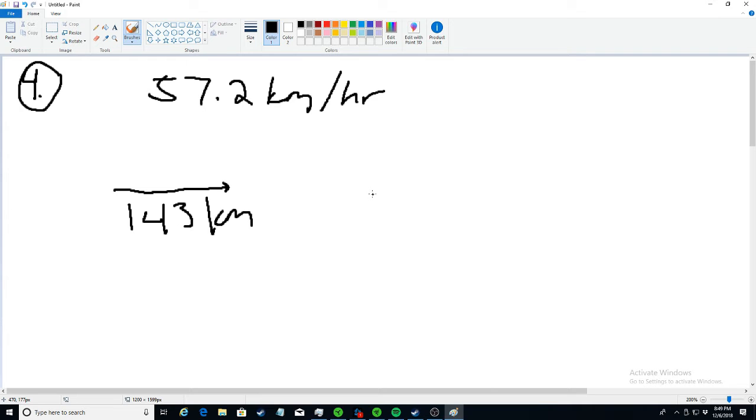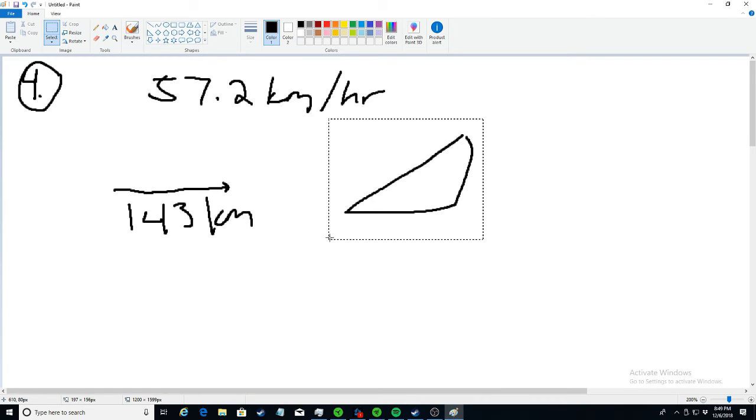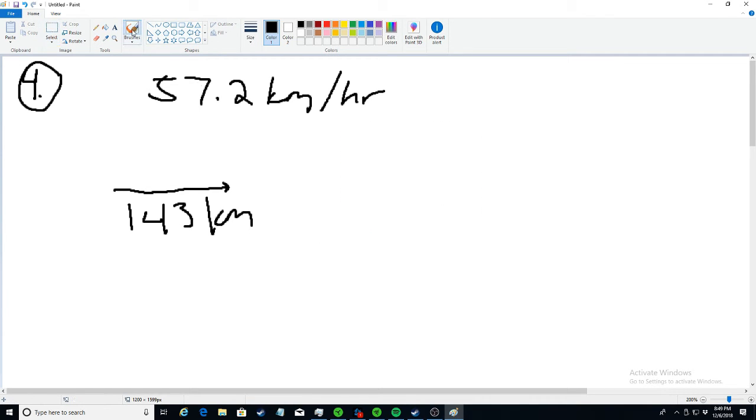Now, as the ship deviates northward by 30 degrees, we get to draw our second vector. Oh, geez, that's a bad triangle. I'm going to redraw that. We get to draw our, that's an even worse triangle, but we're going to go with it. So it is at 30 degrees, and it was traveling for 1.5 hours.